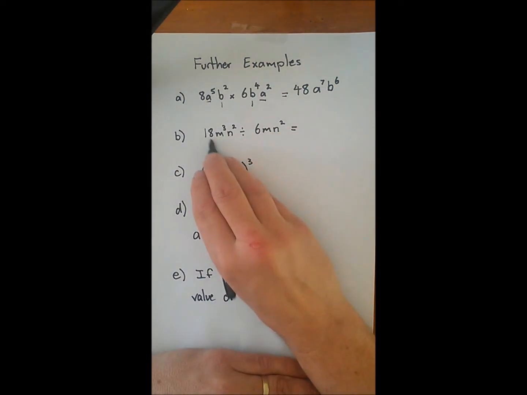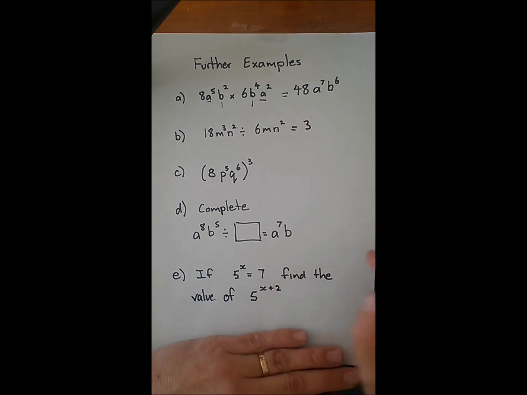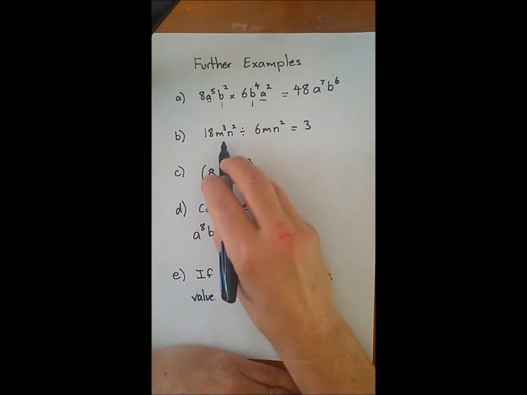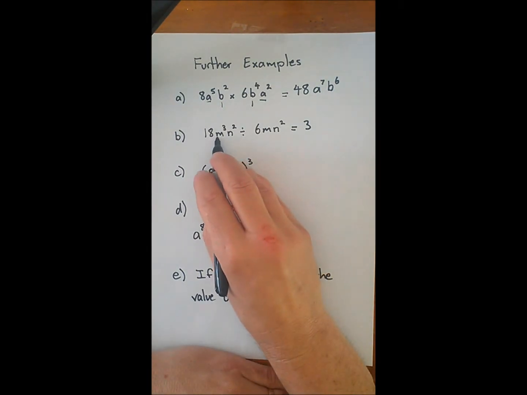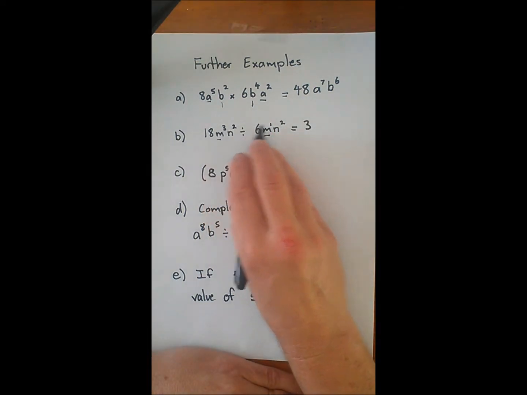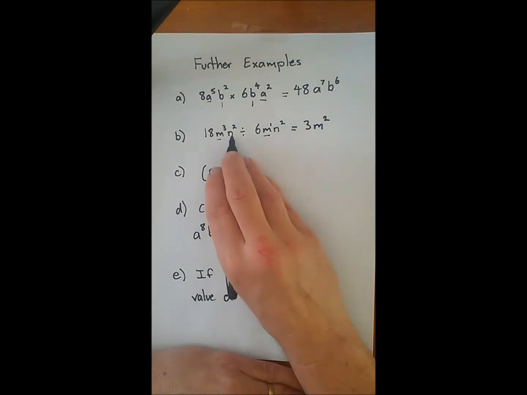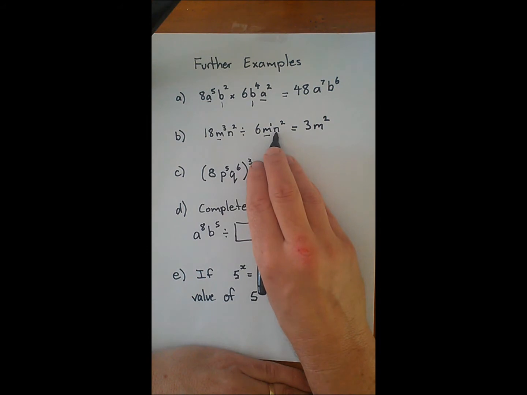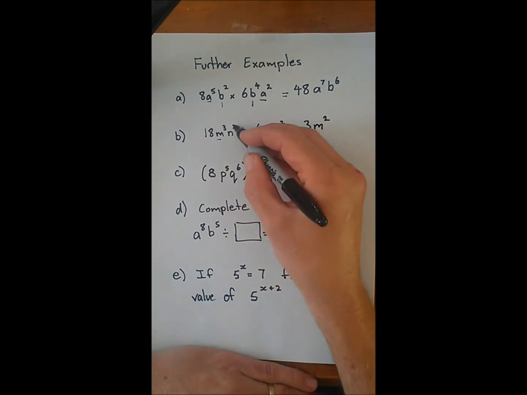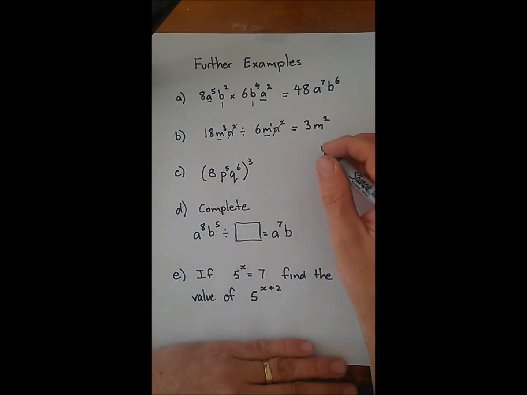Similarly down here, division, again dividing out the coefficients, so 18 divided by 6 is 3. I'm going to subtract for division, and again the same base, and when it's just m on its own, that's m to the power of 1. So when I subtract, I get 3 take away 1 is 2, so m squared. Now n squared are going to cancel each other out. 2 take away 2 is 0. The n has disappeared. And we'll look at what the 0 index means next lesson.